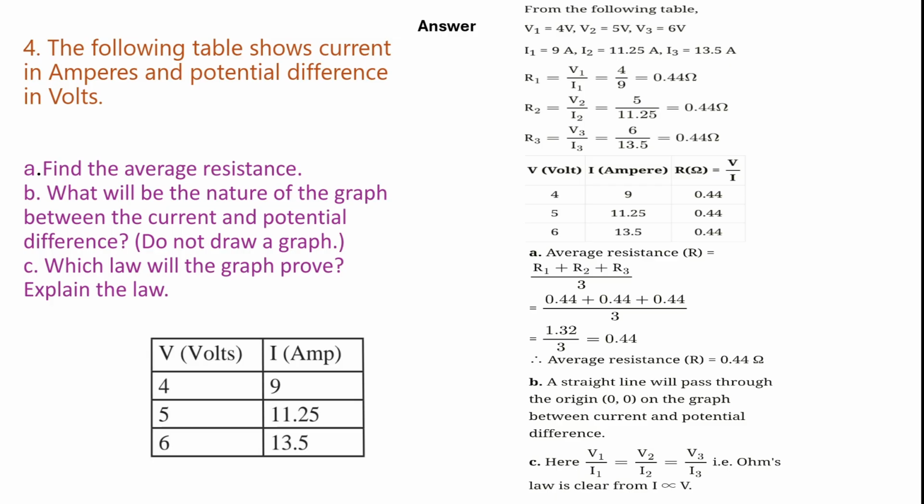4. The following table shows current in amperes and potential difference in volts. A. Find the average resistance. B. What will be the nature of the graph between the current and potential difference? Do not draw a graph. C. Which law will the graph prove? Explain the law. Answer.